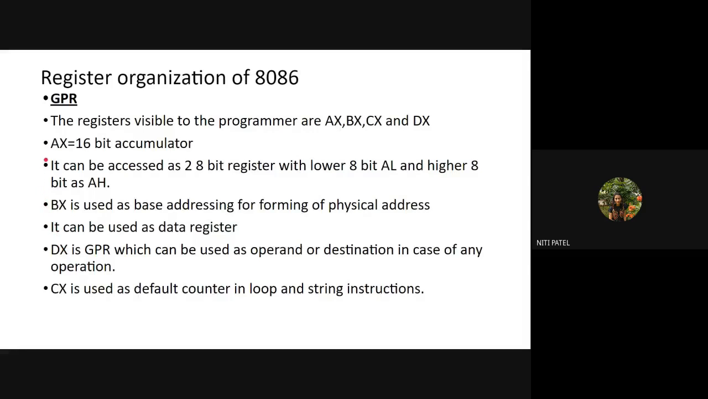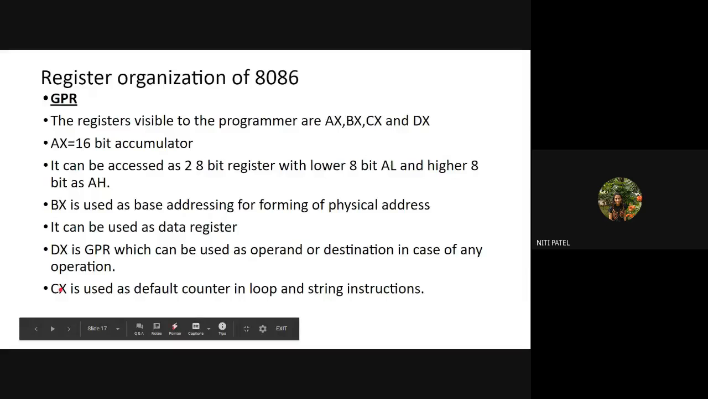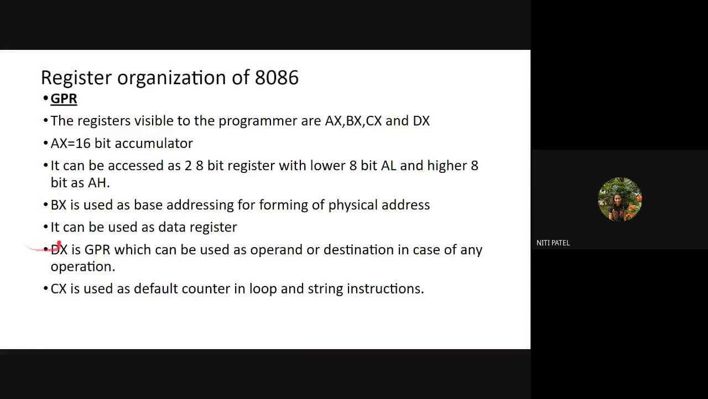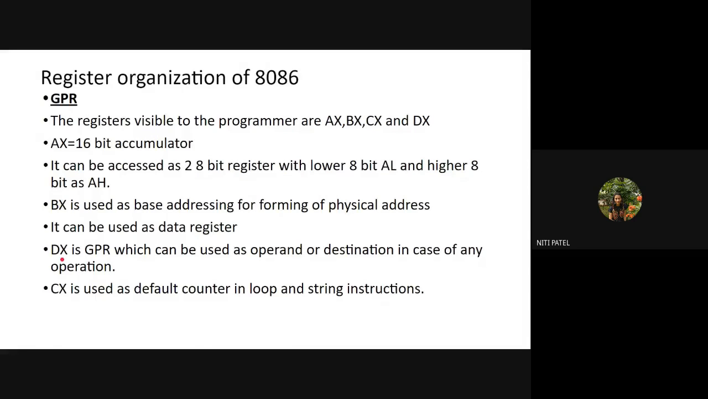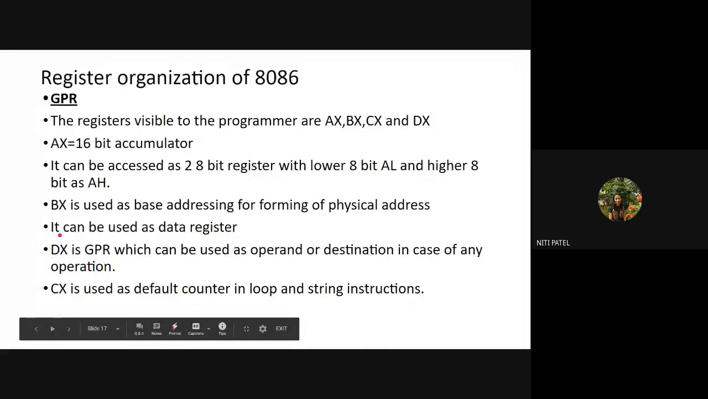Because the result is in accumulator, data is in base, count is in C, so where will the operand go? I said it is GPR, but which part of GPR? The DX register of your GPR. So your move A comma B, your move instruction will go into the DX register of your GPR. Okay, is this GPR understood to you?